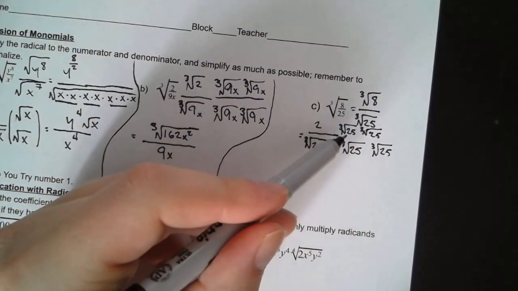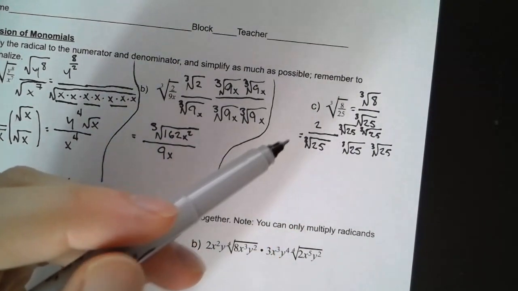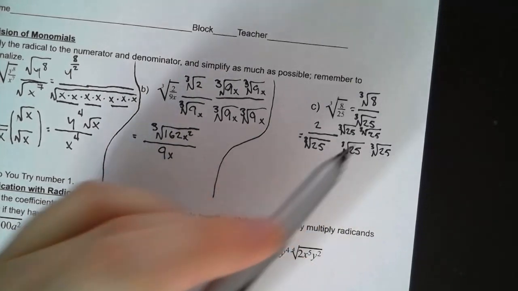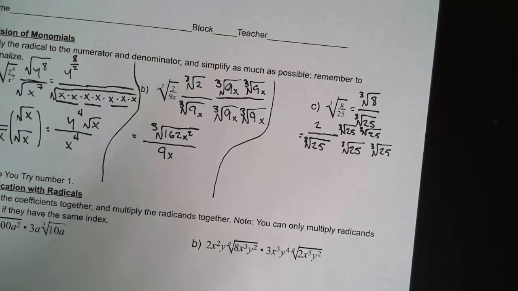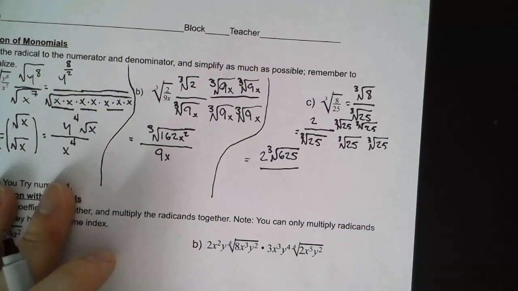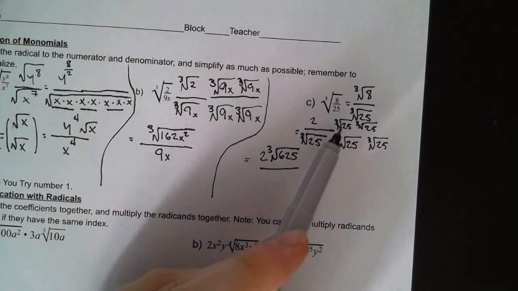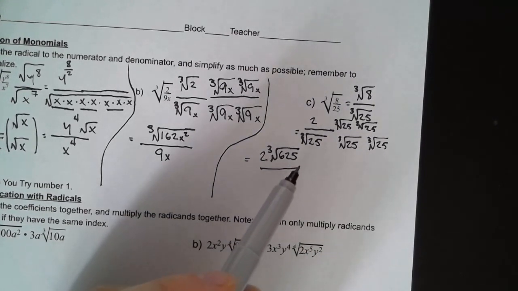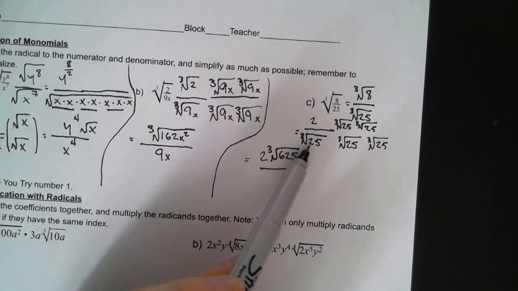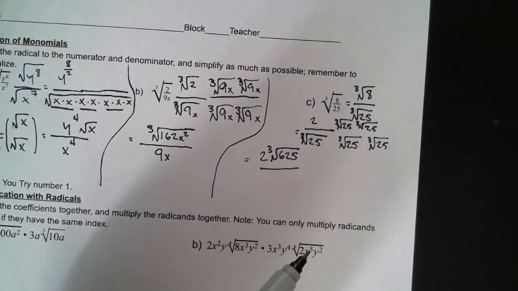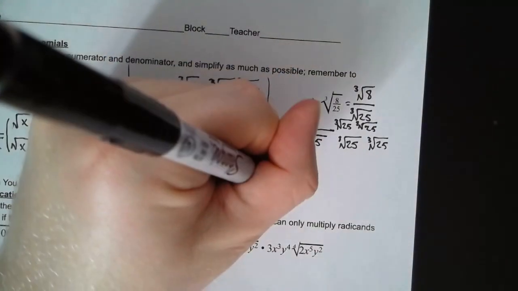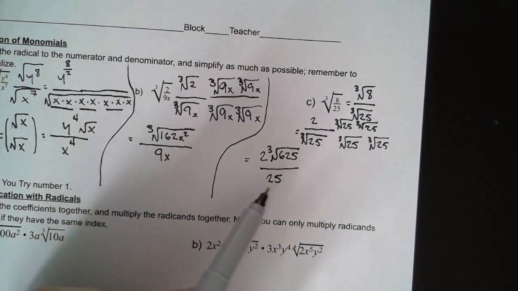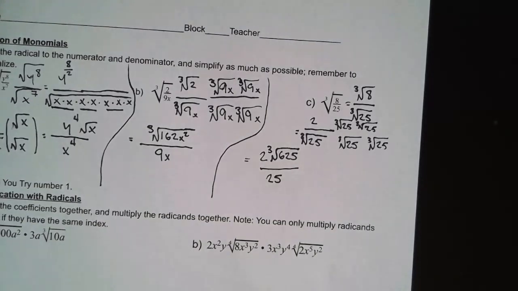We need to take 2 times cube root 25 times cube root 25. So the 2 is going to stay out in front, and we just multiply these two 25s underneath the radical here, since they have the same index. So this cube root 25 times cube root 25 is actually cube root 625. And then on the bottom here, since we have 3 of these cube roots multiplied by each other, we're just left with 25 in the denominator. And this is our final answer. Nothing else we can do to simplify this.